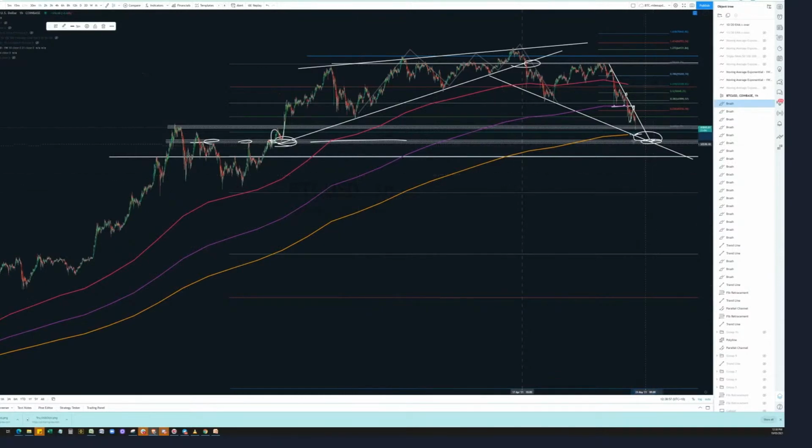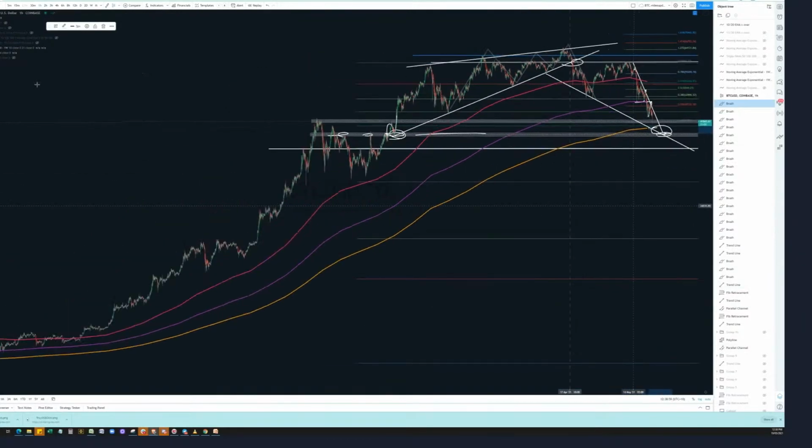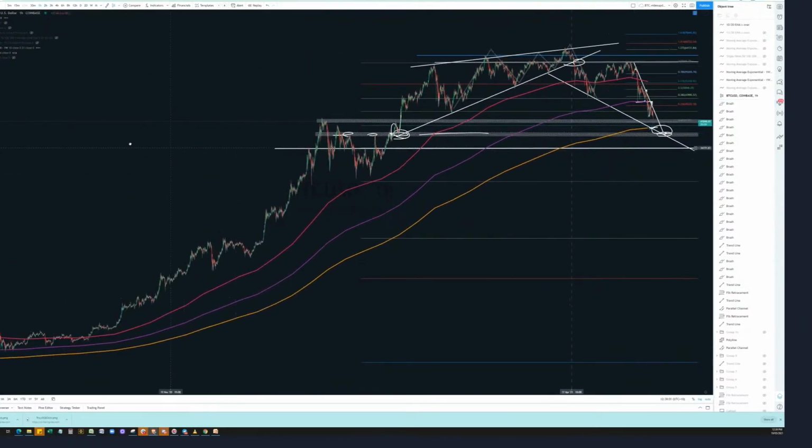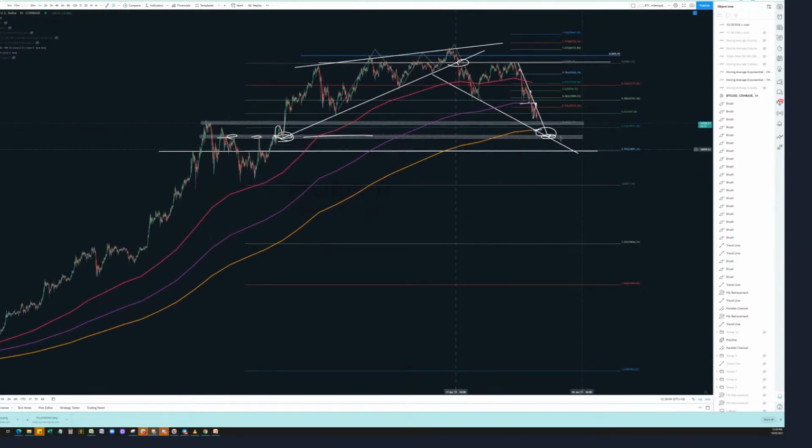Yeah, so definitely, and yeah, pretty much it. Look, it's headed for the 786. It's not looking good for Bitcoin and the crypto market in general.